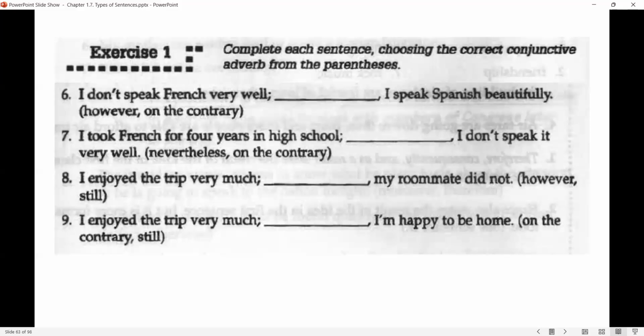All right, let's begin. Number 6, I don't speak French very well. On the contrary, I speak Spanish beautifully. And I took French for 4 years in high school. Nevertheless, I don't speak it very well. I enjoyed the trip very much. However, my roommate did not. I enjoyed the trip very much. Still, I'm happy to be home.